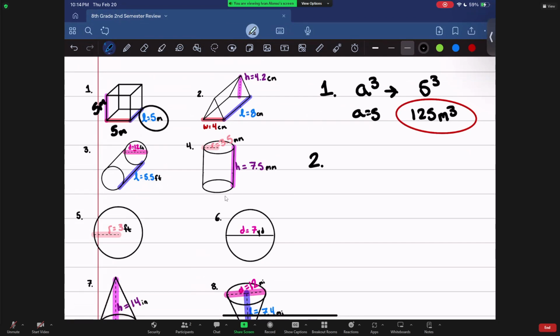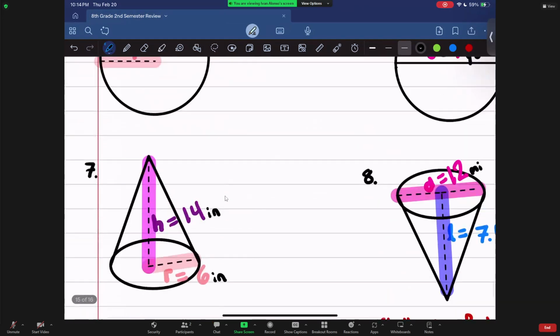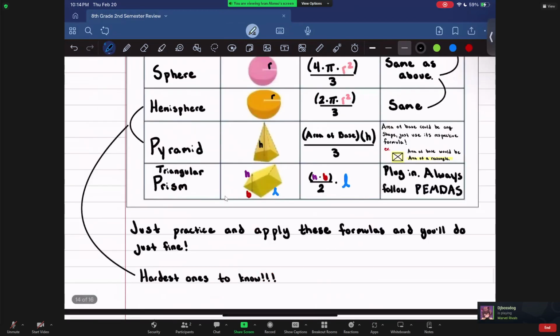I'm gonna erase these, actually no, I'm lying. So we're gonna do the triangular prism. Now, to my knowledge, that should be height times base over 2 times the length. Let me just double check that. Yeah.